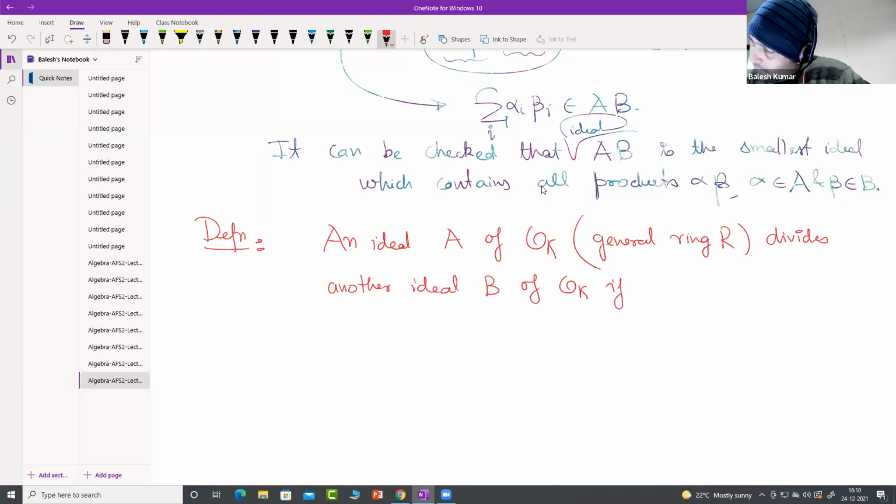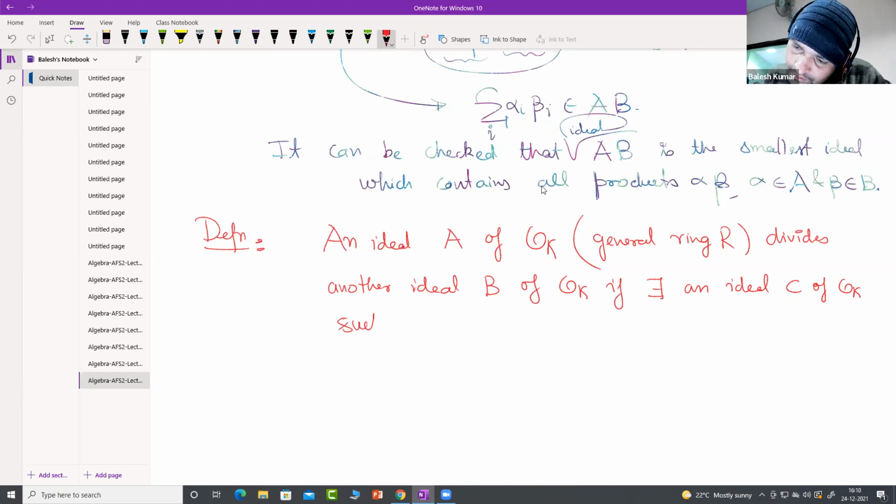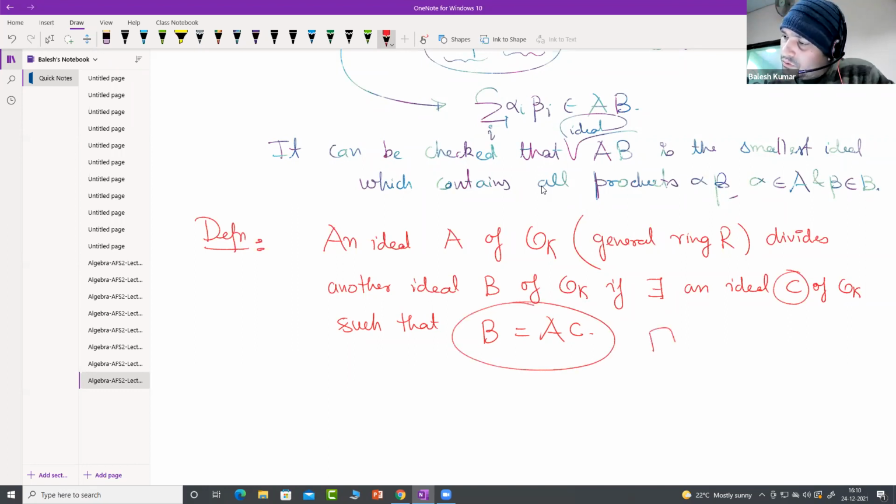If there exists an ideal C of OK, and here when we say general ring, wherever I'm writing OK, one needs to replace it by the general ring, such that B can be written as A times C. So this is the meaning of divisibility of ideals: one ideal divides the other if we are able to find another ideal C for which this condition holds. Yeah, and so this is the notion of divisibility of ideals.